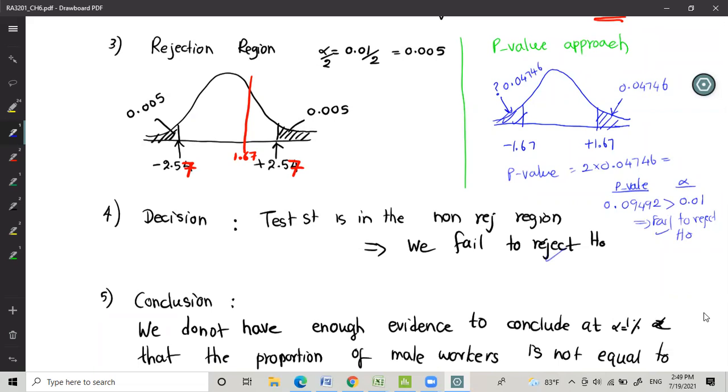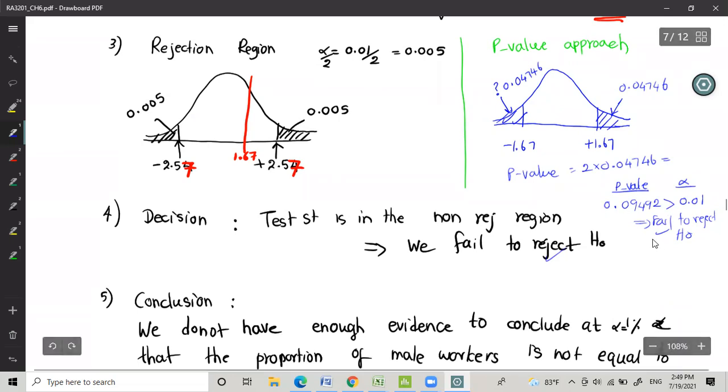I don't know which one will be easier for you. It depends from person to person. If you prefer the rejection region approach, you can continue with that. If you'd like to do the p-value approach, that's also fine. Either way, you'll get the same answer.